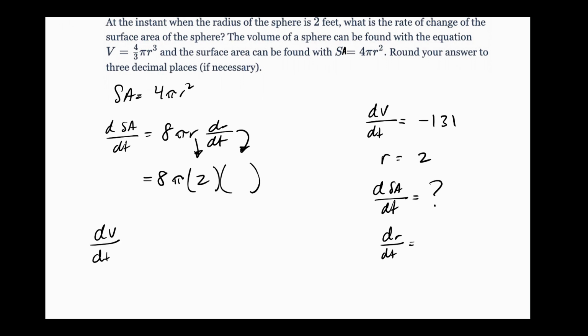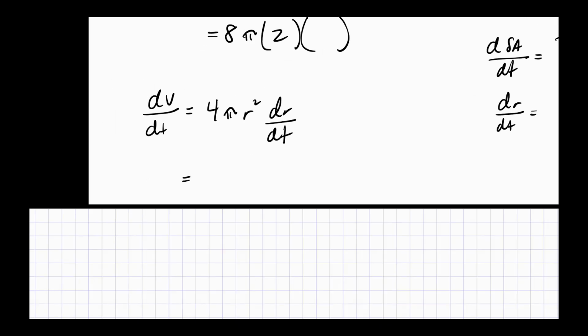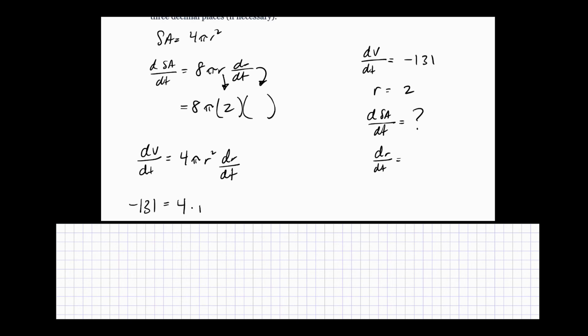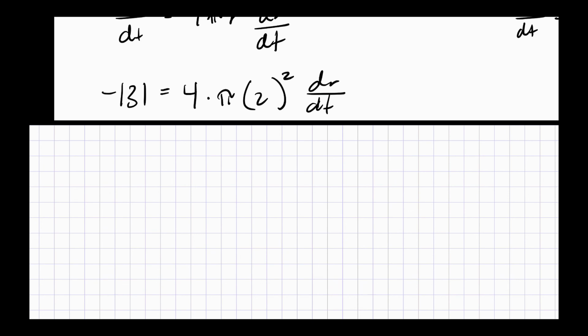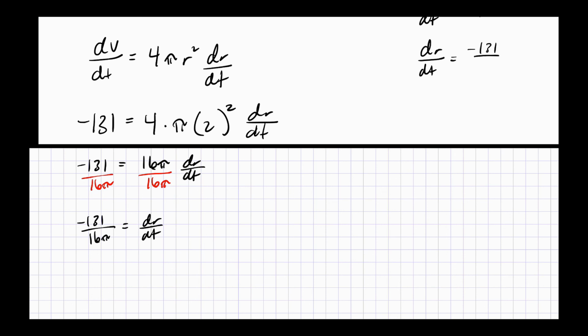So the derivative of the formula for volume is this. I know dV/dt, negative 131, 4 pi, I know what r is, 2 squared, and I don't know what dr/dt is, so I can solve for it. So I get negative 131 equals 16 pi dr/dt. Divide by 16 pi. I don't believe those can be reduced. I think 131 is prime. So dr/dt is negative 131 over 16 pi.